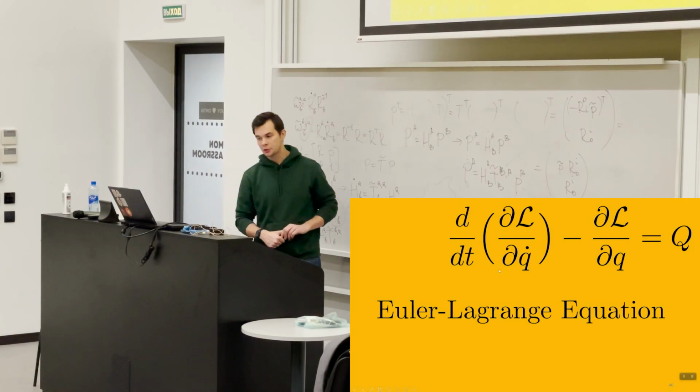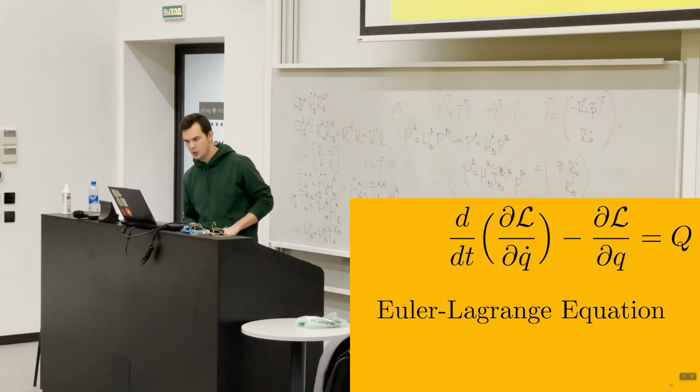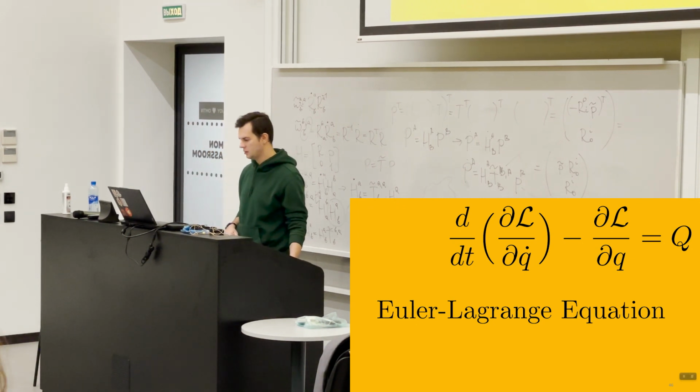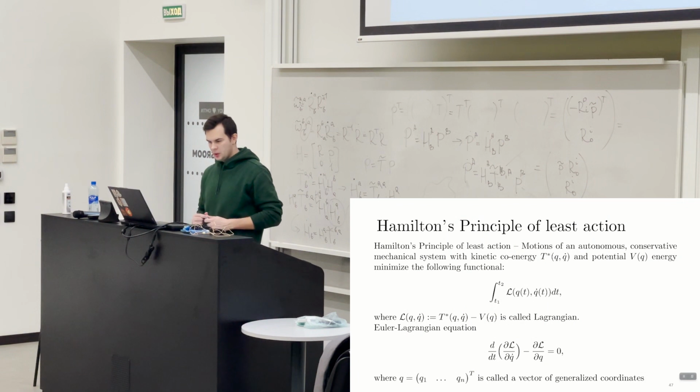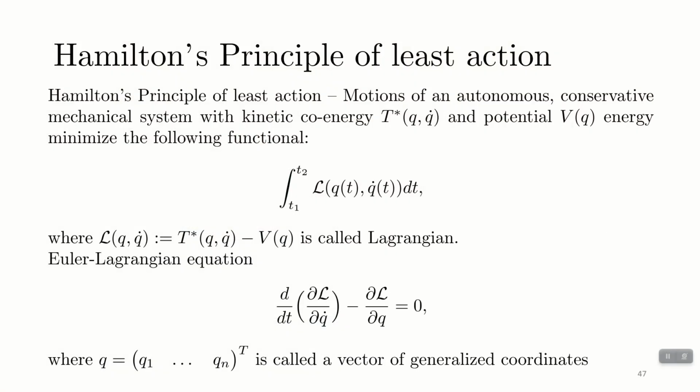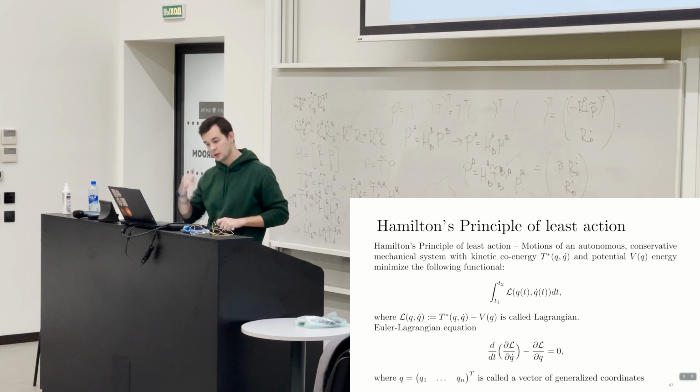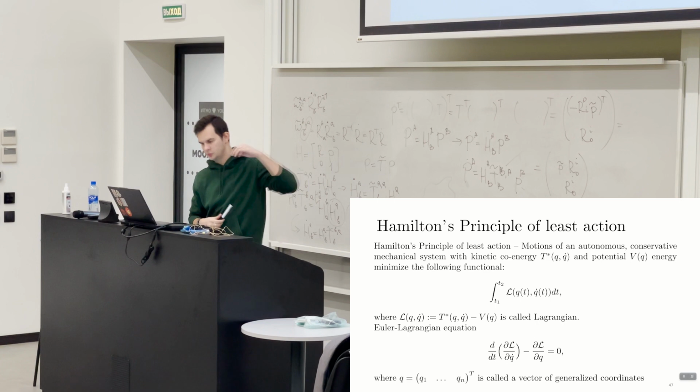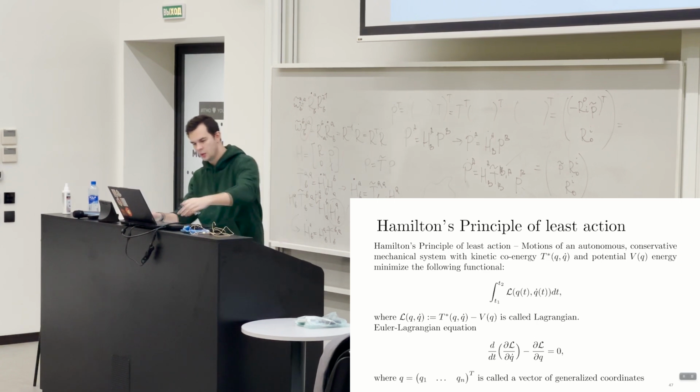So we already covered the Euler-Lagrange equation, but here you can find the slides about the equation. The equation uses the Hamilton principle of least action. The motion of an autonomous or conservative mechanical system with kinetic energy and potential energy tries to minimize the function of Lagrangian. Because of that, you can easily derive the equation from the Hamilton principle.